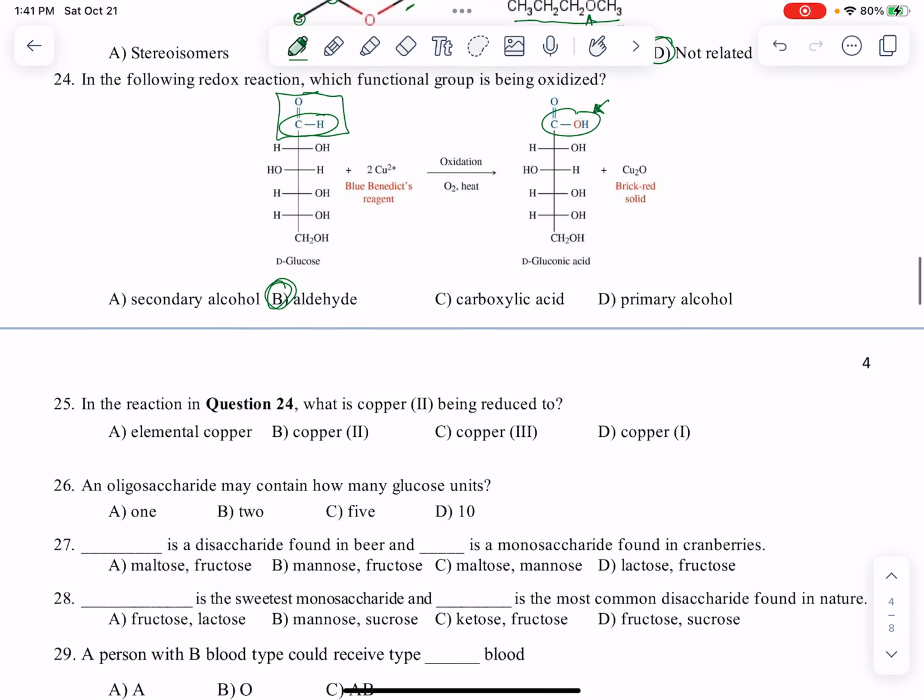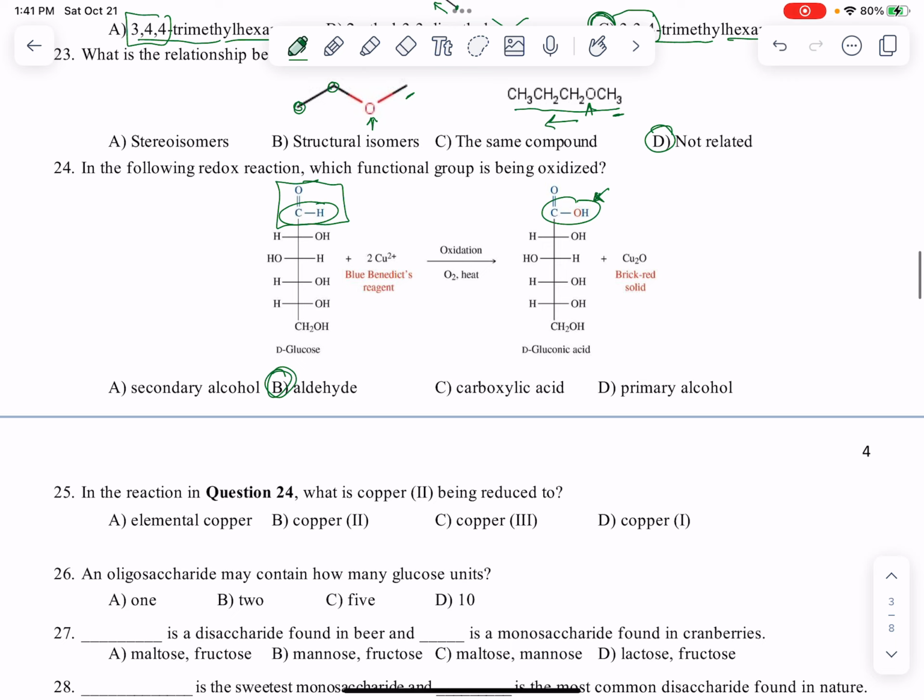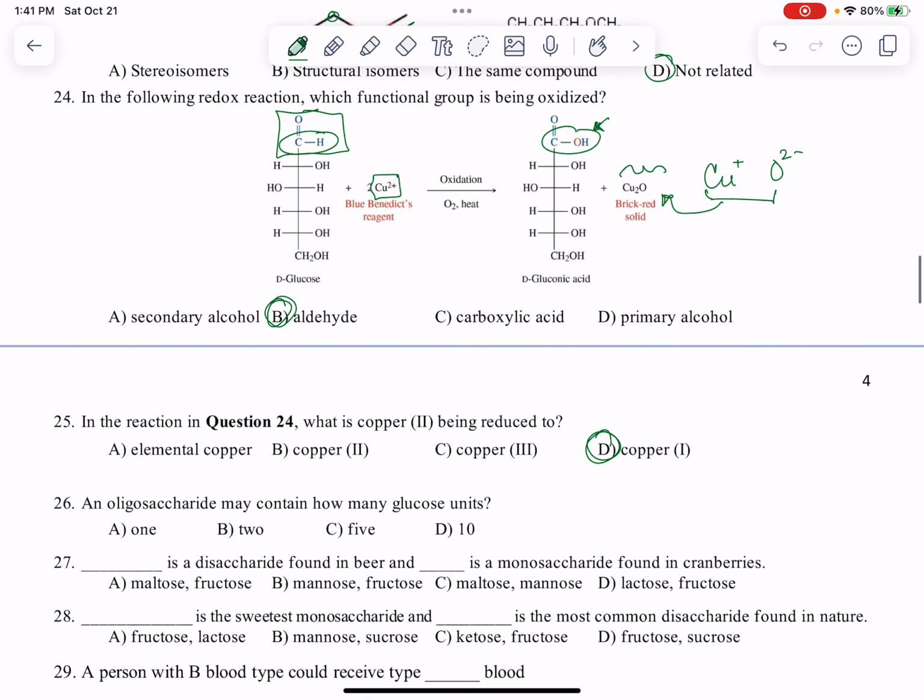All right. In that same reaction, what is copper 2 being reduced to? Copper plus 2 is going to the copper in this compound, and that must be a +1 in order to get that formula, 2 of them. And so it's being reduced to the copper +1 ion.